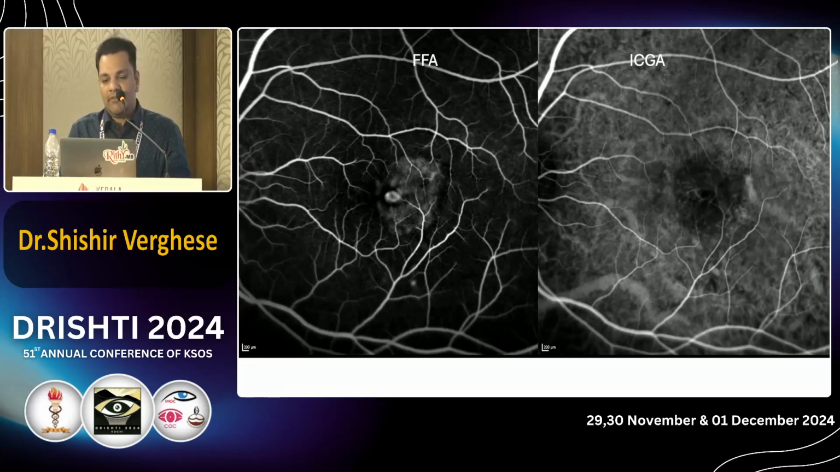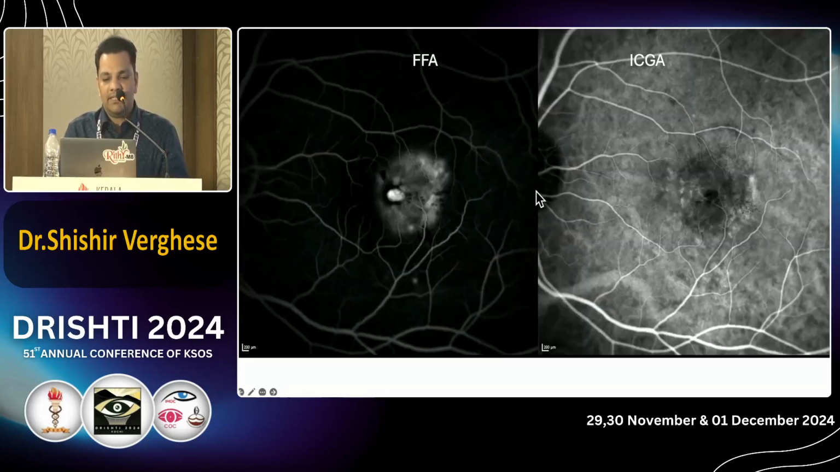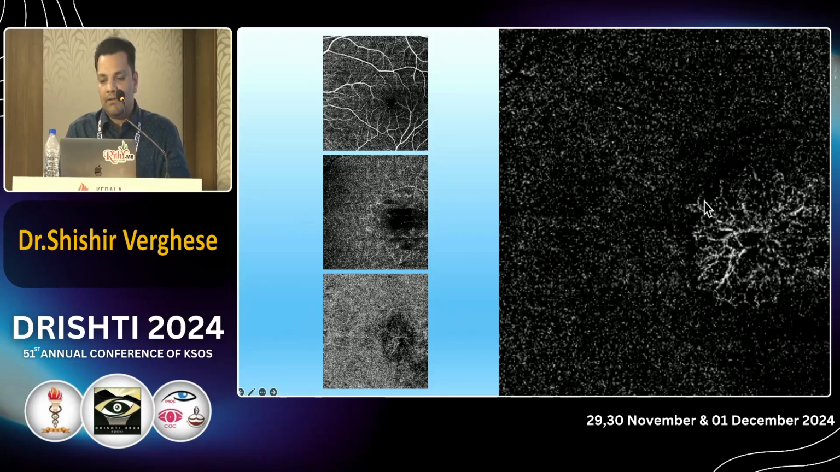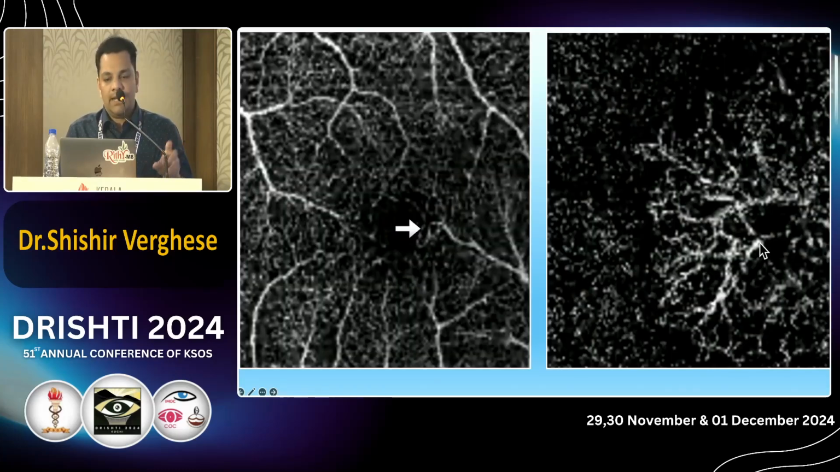So this is the early frames, and then once you go to the late phase, there is pinpoint leakage also there, and then there's a fuzzy hyperfluorescence, and you can also see this vessel connecting deep into the choroidal vasculature. So when you do the OCTA, you get this nice network at the layer of the RPE, like a Medusa head appearance, and then you can see the actual retinal vessel which is going and dipping into a loop.